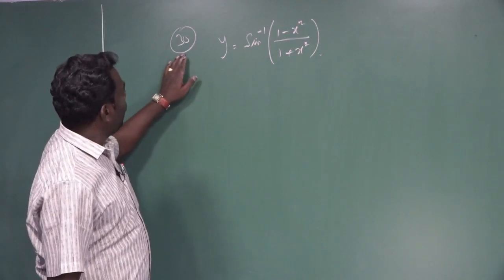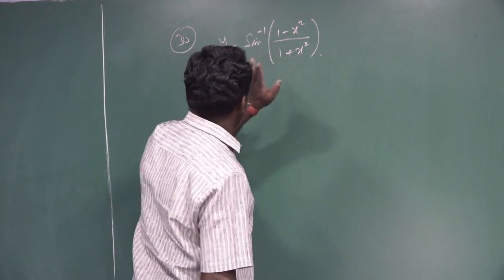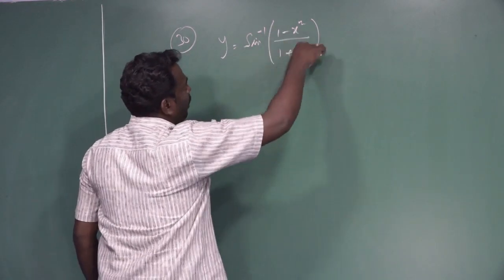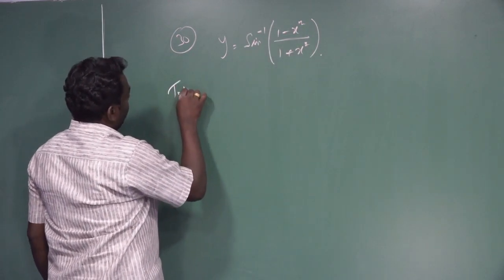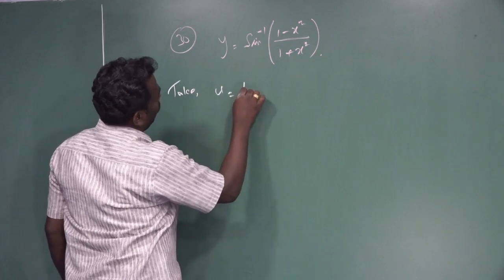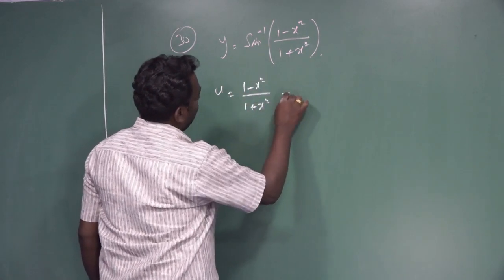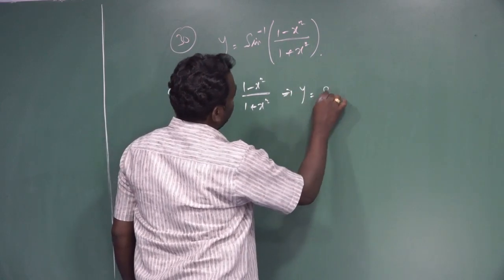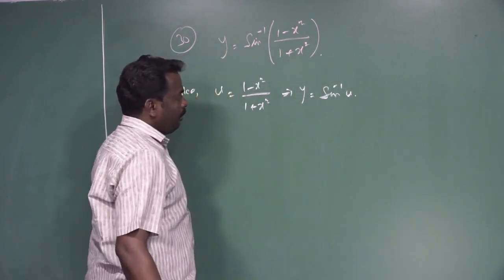Next one, question number 30: y equals sin inverse of (1 minus x square) by (1 plus x square). Again, within the term, take u equal to 1 minus x square by 1 plus x square. That implies y equals sin inverse of the total term, which is u.